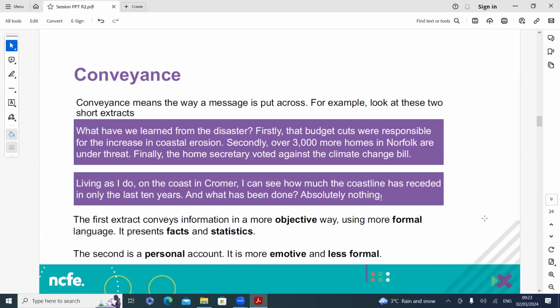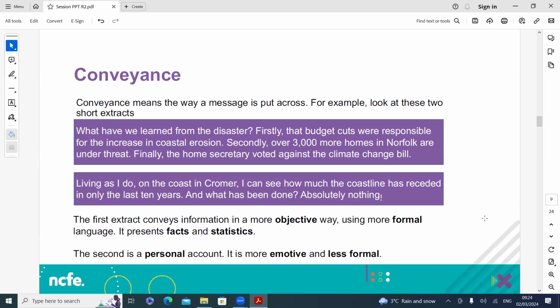And the next example, living as I do on the coast in Cromer, I can see how much the coastline has receded in only the last 10 years. And what has been done? Absolutely nothing.